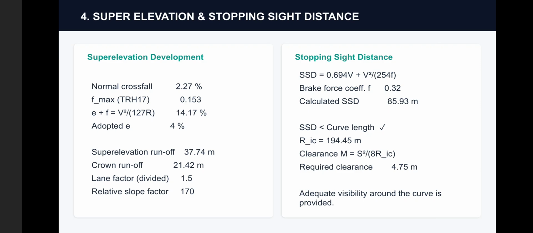The stopping sight distance is calculated using the formula shown here. The brake force coefficient from TRH17 is 0.32, and the stopping sight distance was calculated at 85.93 meters. This is smaller than our curve length, so in this case we use the formula for clearance distance, provided as S squared over 8R. The required clearance came out to 4.75 meters, and adequate visibility around the curve is provided.